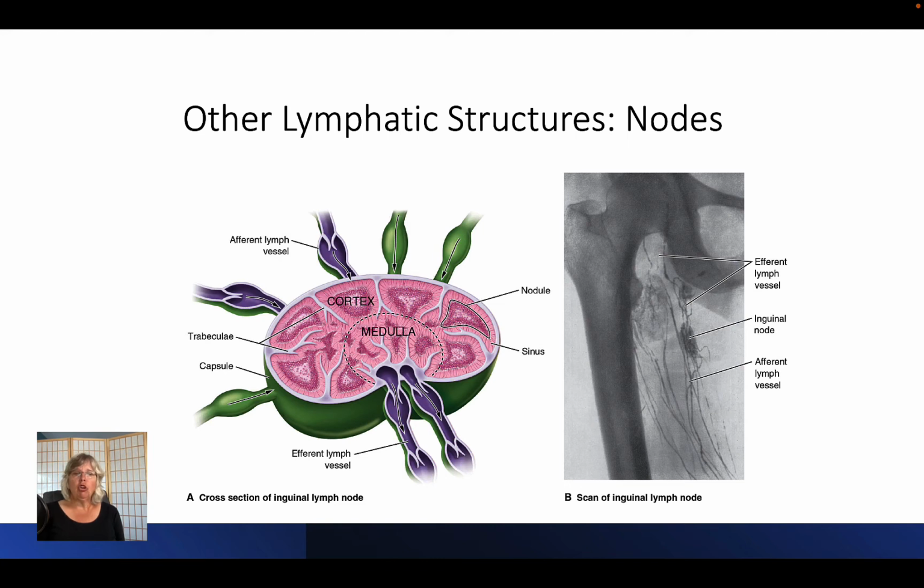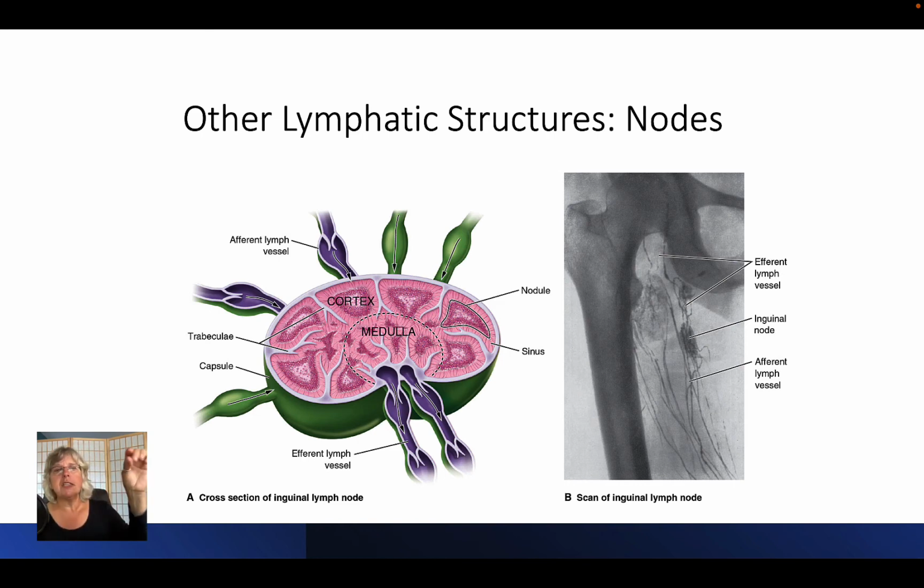But here is a cross-section of an inguinal lymph node. The body's biggest lymph nodes are maybe a little less than an inch long. Most of the time they're kind of elongated, they're sort of bean-shaped. And there are a few observations we can make about this cross-section.